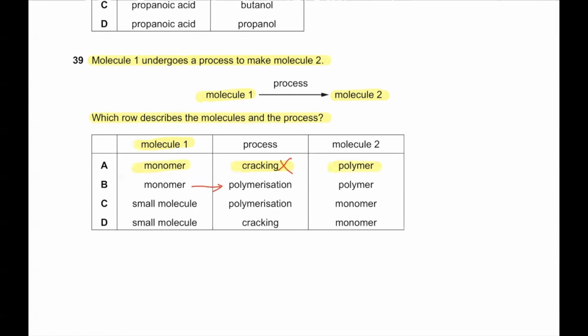Monomer undergoing polymerization can form polymer, and that can be correct. Small molecule undergoing polymerization to produce monomer will be wrong. Small molecule cracking to produce monomer is also wrong. So 39, B. Definitely B is the correct answer, guys. From monomer, the only way possible is polymerization to make a polymer to give molecule 2.